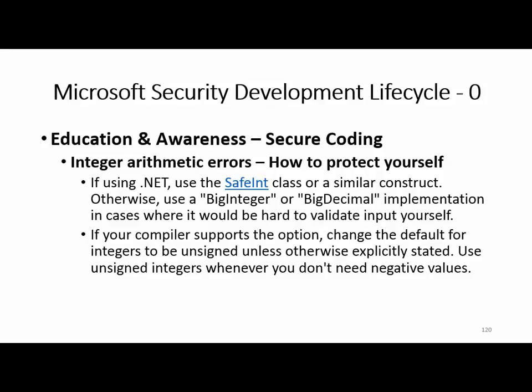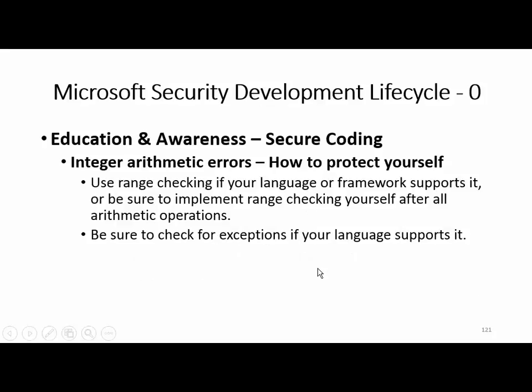NET has developed this SafeInt class. I'm not going to bring that up, but the idea is it allows conversion between different types of whole number variables. If your compiler supports the option, change the default for integers to be unsigned unless otherwise explicitly stated. Use unsigned only, or whenever you don't need to worry about negative values. Use range checking. If you're using one of the newer languages, check for exceptions.